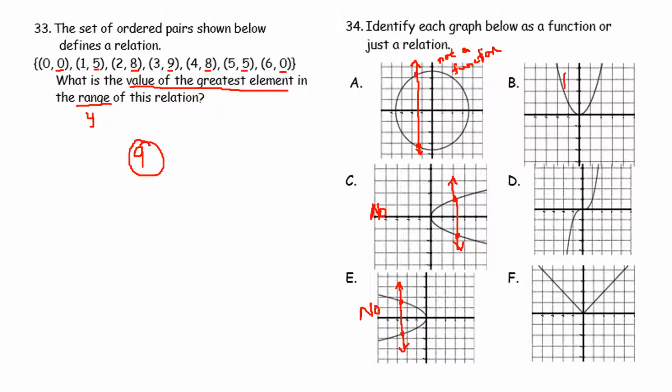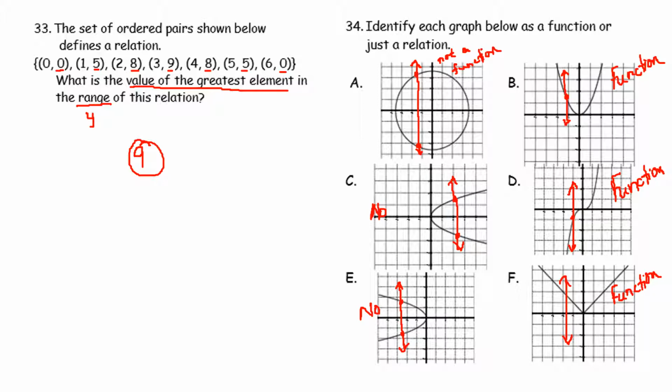Now right here we've got a parabola, and I do a vertical line test. Notice it's only touching 1 point. So this is a function. This one is yes, it is a function. All right, letter D. Draw a vertical line. It only touches 1 point. So this is a function. And the last one, vertical line. And that one is a function.